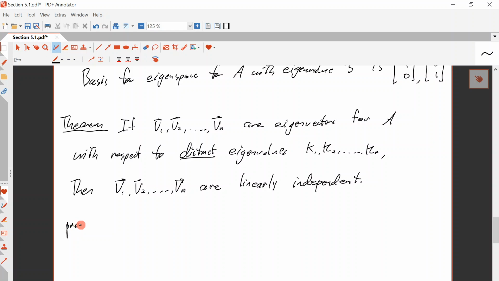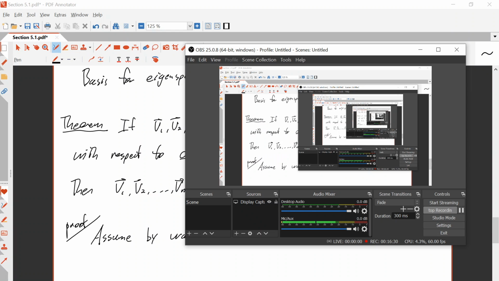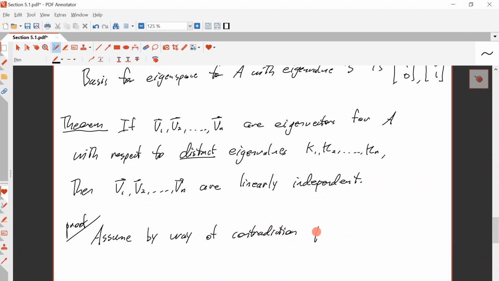Okay, proof. So assume, by way of contradiction, so we're going to set up a proof by contradiction, that these vectors are linearly dependent.